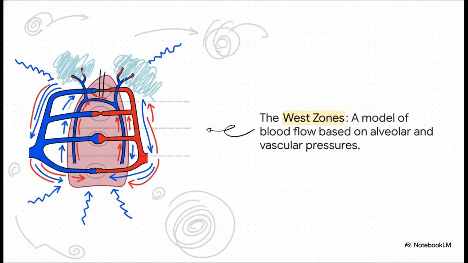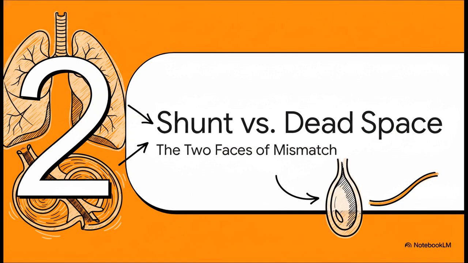This leads us right into the classic concept of the West zones. This model is all about the battle between three different pressures: the pressure in your alveoli, in your arteries, and in your veins. Up at the top in zone 1, the alveolar pressure can actually be high enough to squash the blood vessels flat. Down at the bottom in zone 3, blood pressure wins, so flow is constant. The most important thing to remember is that these are physiological zones, not fixed anatomical ones. They can change in a heartbeat with things like low cardiac output or when we put a patient on a ventilator.